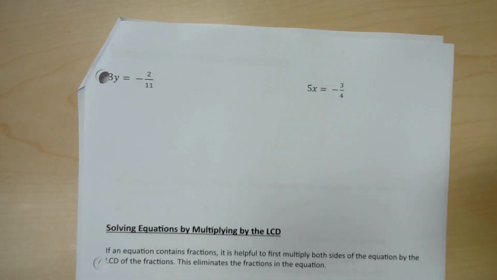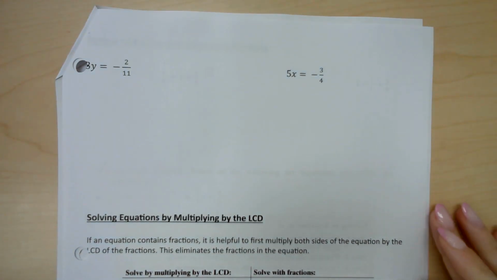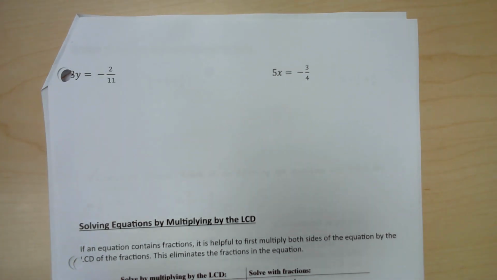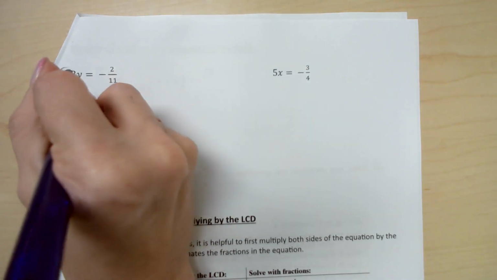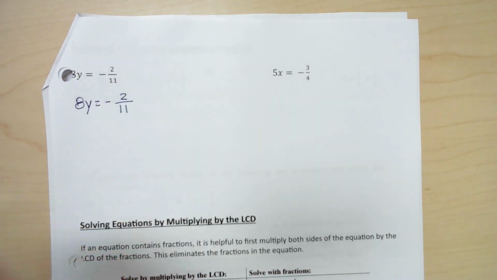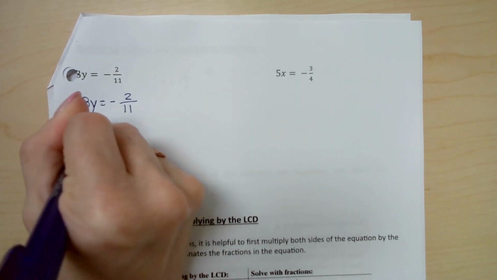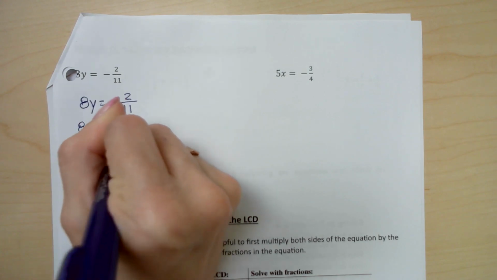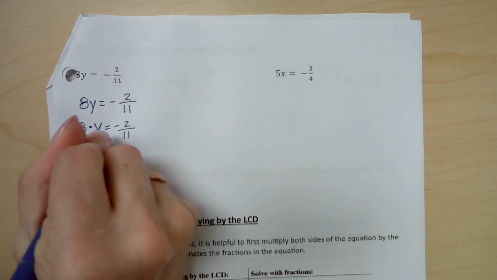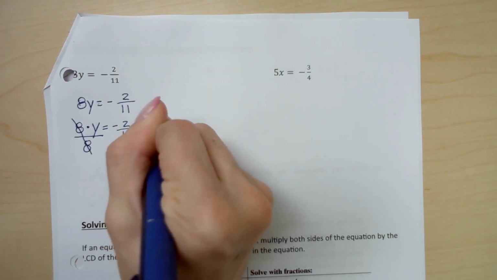So here we have 8y equals negative 2 over 11. I think that's an 8. So let me rewrite this so we can see all the numbers. 8y equals negative 2 over 11. Now, with this situation, this is really 8 times y equals negative 2/11. So, to separate the 8 and the y, we have to divide by 8. So, we're going to divide by 8.